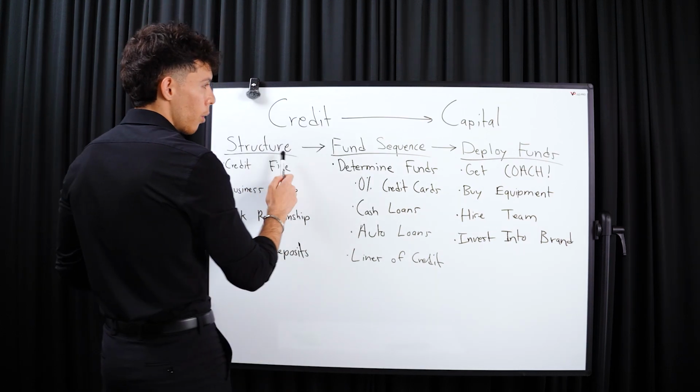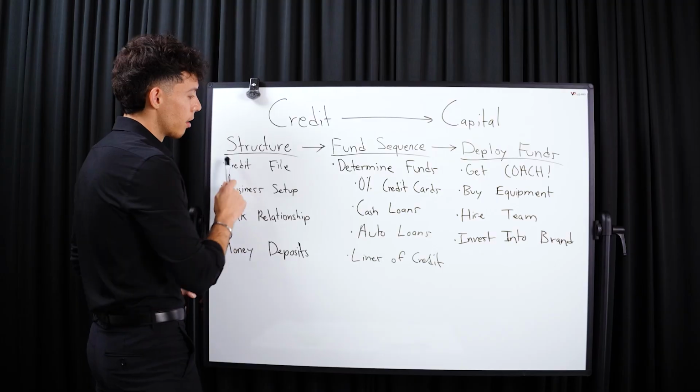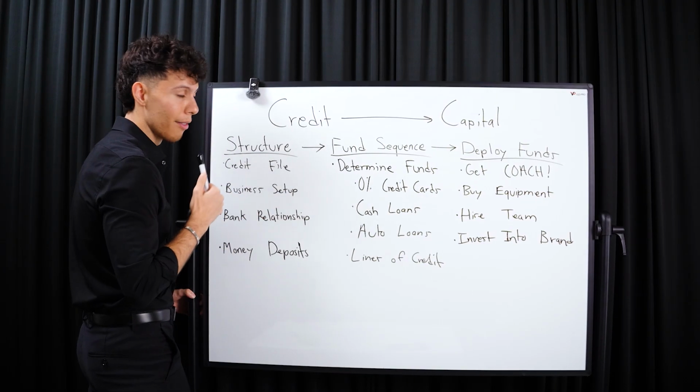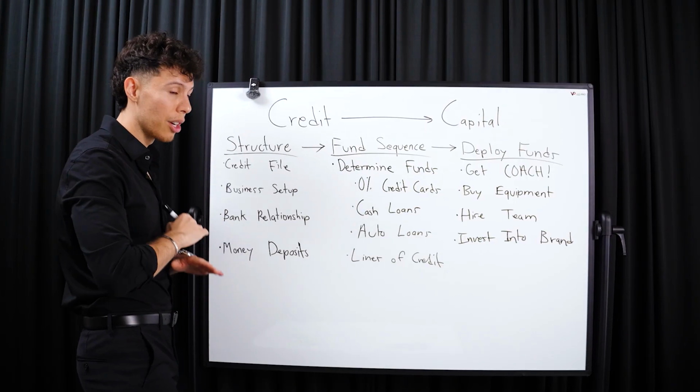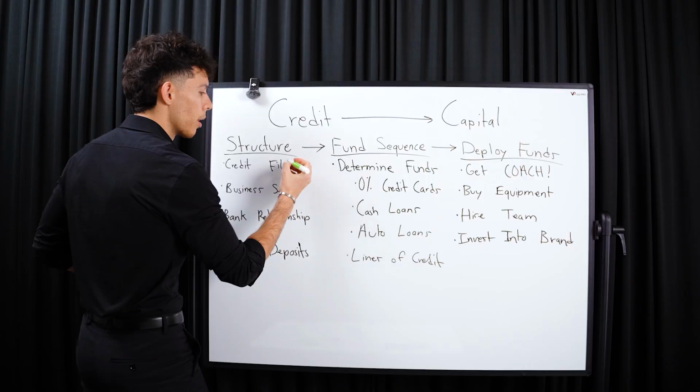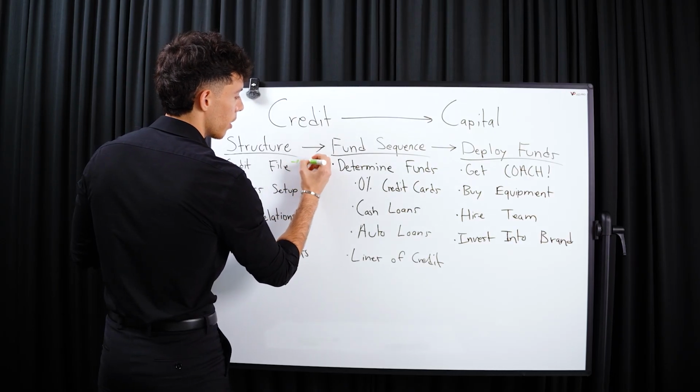The first thing we want when we're looking at the credit to capital method is structure. We want to make sure that our credit file is lined up correctly. If our credit file is not lined up correctly, we are not going to get access to money. So what does a proper credit file look like? The first thing we want to do is make sure we have no negatives.